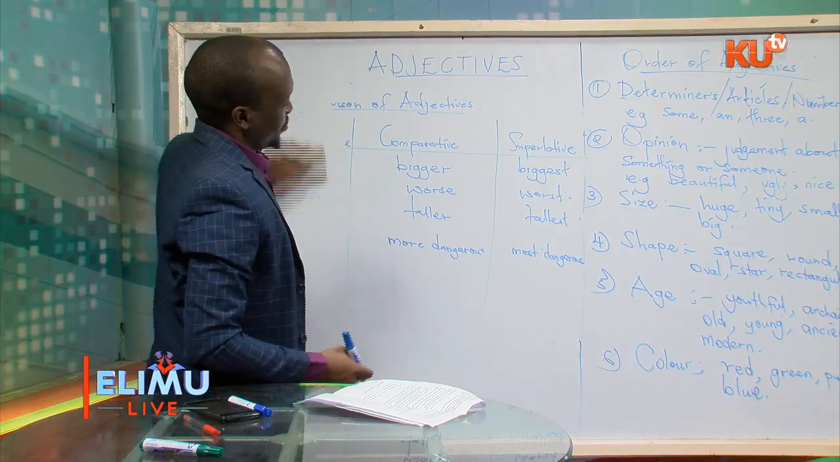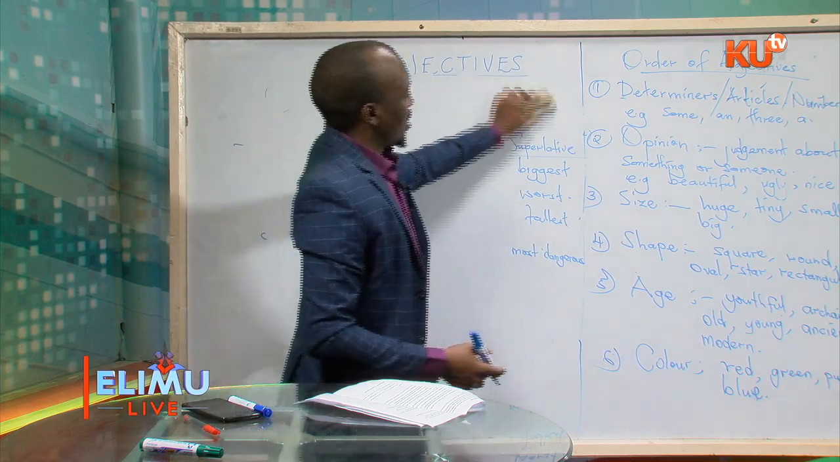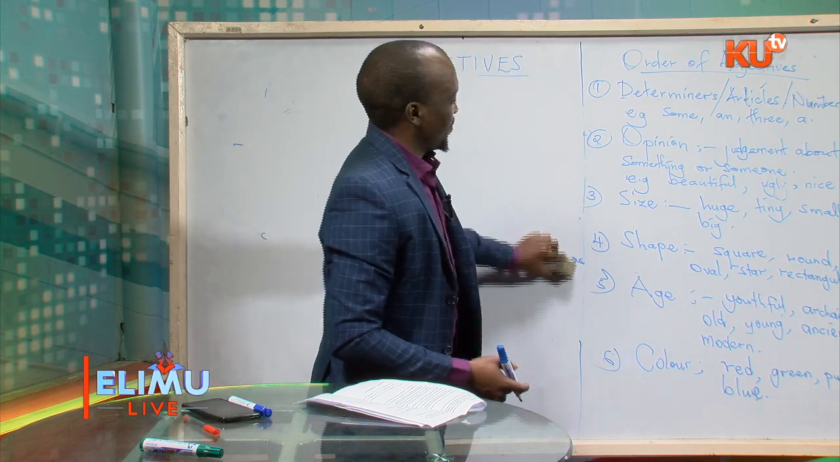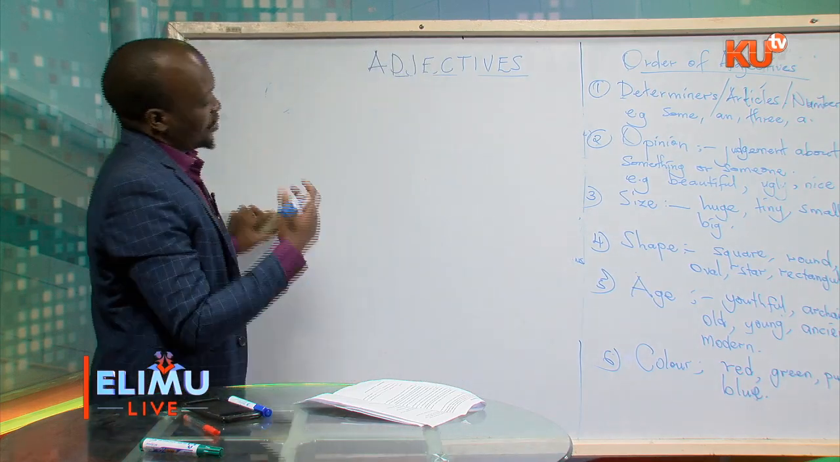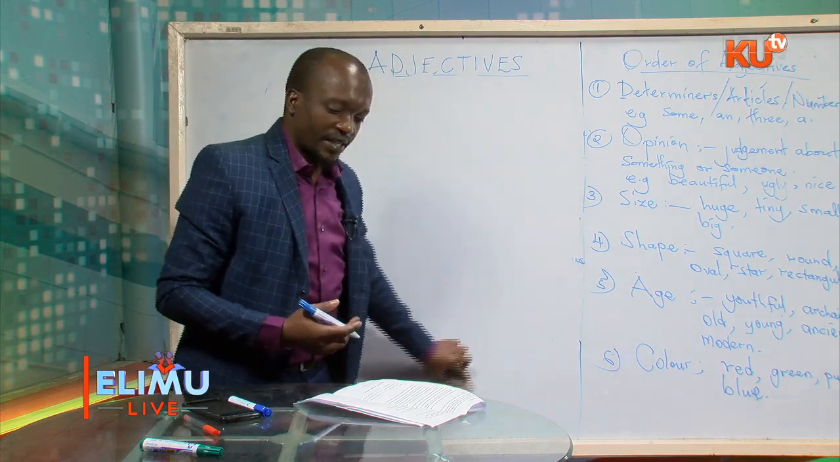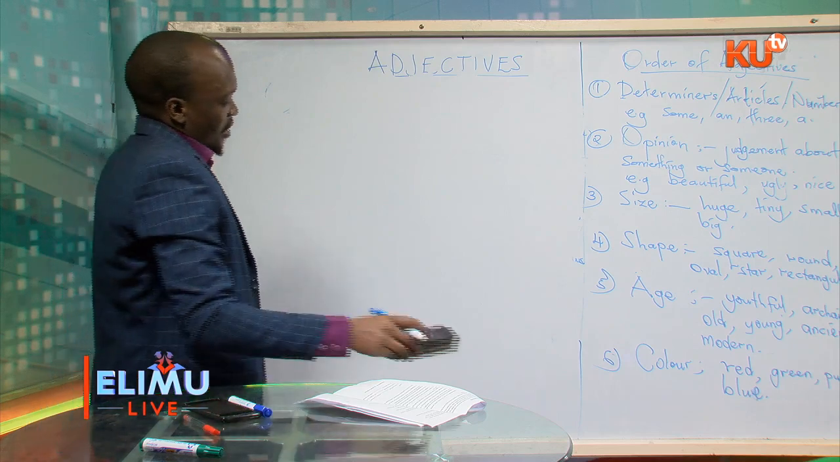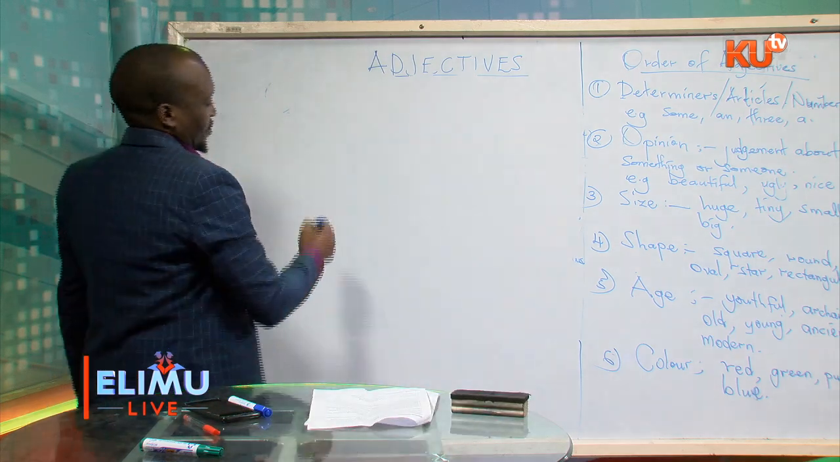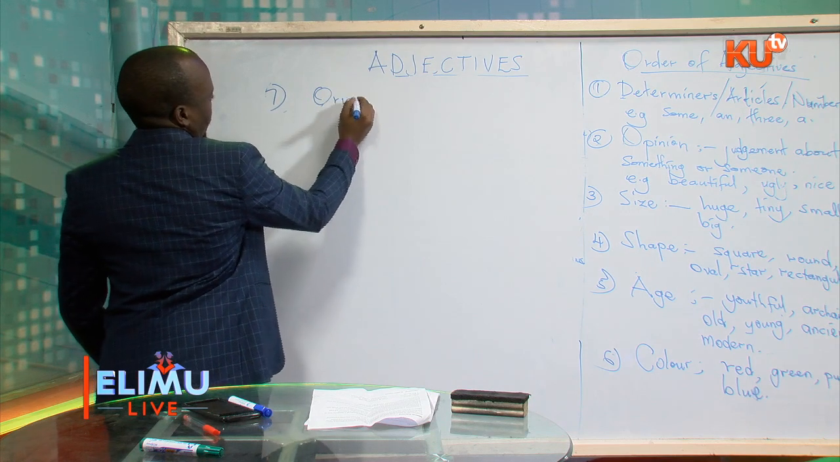Then we go to after color. And remember, we are now talking about order of adjectives. They are not types of adjectives. They are order of adjectives. That you'll get very many words given together, and you are expected to put them in their correct order. Color. After color, we go to number 7, that is origin.